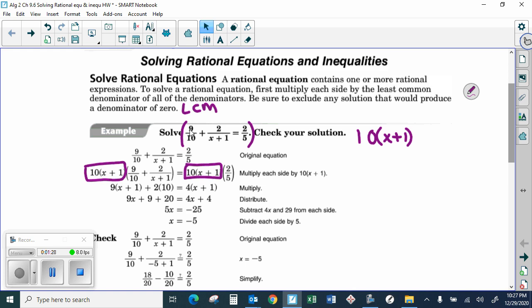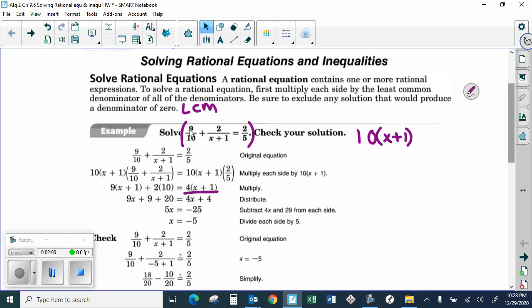So what do you get when you distribute this through here? Well, the 10's cancel, and you're left with 9 times the quantity x plus 1. So that's what that is. Then what happens when you distribute this through the second one? Well, the x plus 1's cancel, so you just have plus 2 times the 10, which is what you see right there. So that's what you have on the left side, and on the right side, it was 2/5 times that. Well, the 5 is going to cancel with the 10 2 times, and then you have 2 times 2, 4 times the quantity x plus 1, which you see right there.